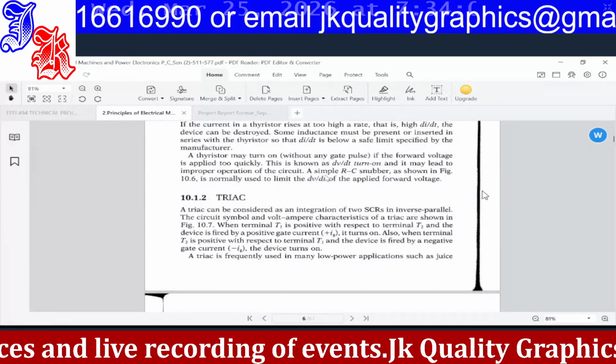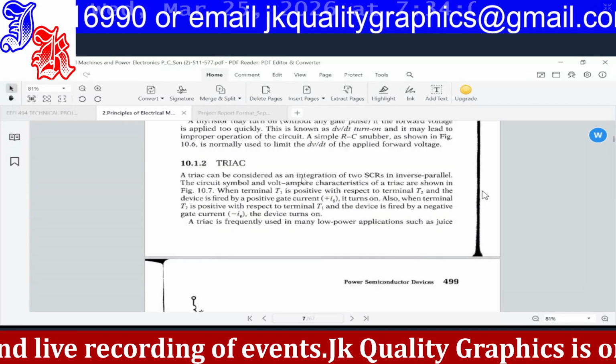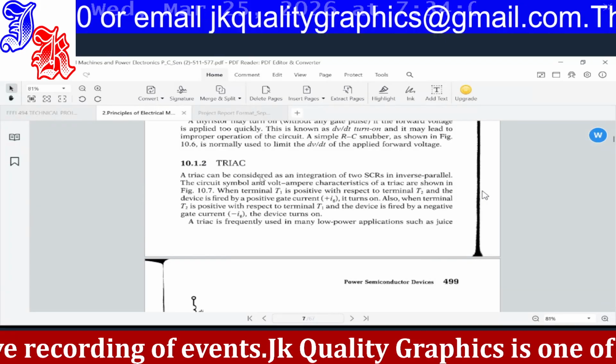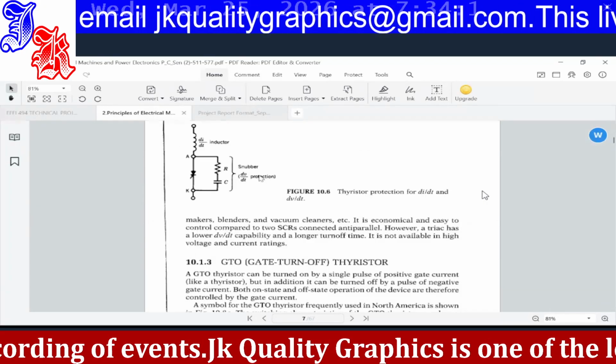So we have different types of thyristors. We have the triac. The triac has two thyristors that are connected in inverse.